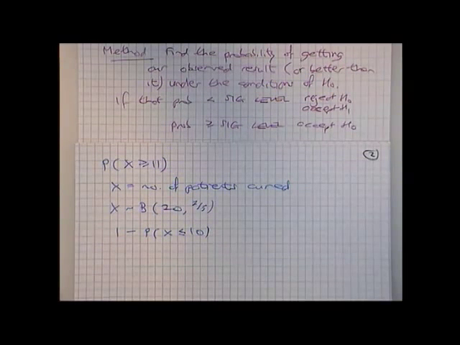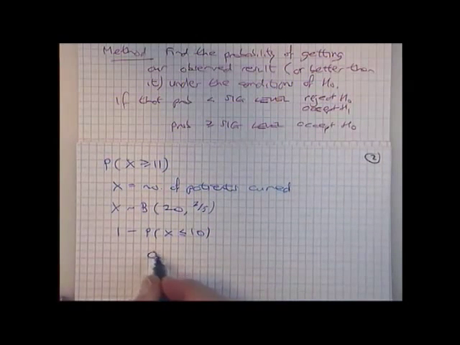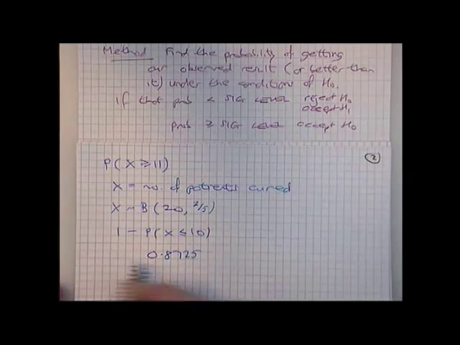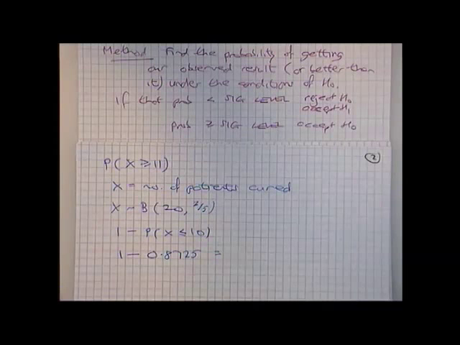Well, I've chopped the corner off my tables. Oh, and no, it does have 20. I reckon it's on page 13. N is 20 is page 13. And 2/5 is 0.4. That's there. And I can read off a probability for 10 of being 0.8725. So I would do 1 minus that. So I just got that straight from my tables.